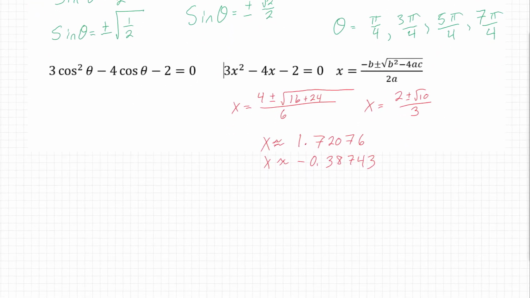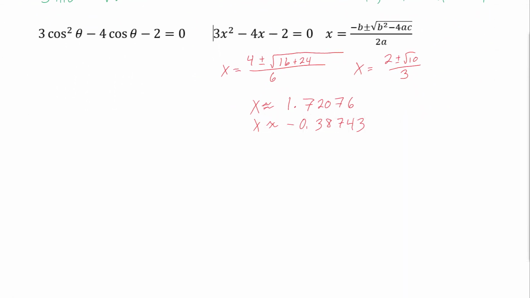Alright, last but not least, we have one of these uglier ones where we have to use the quadratic formula. 3 cosine squared theta minus 4 cosine theta minus 2 does not factor. Again, we can rewrite it with an x instead of the cosine theta if that helps you to be able to visualize whether or not it can be factored. This cannot be factored, so we would end up using the quadratic formula.